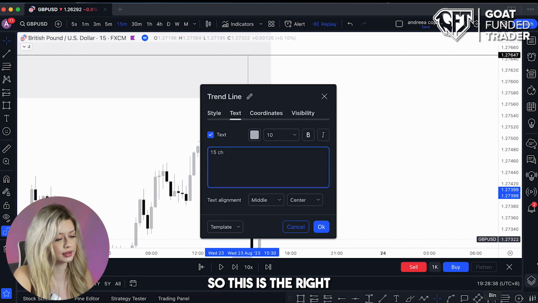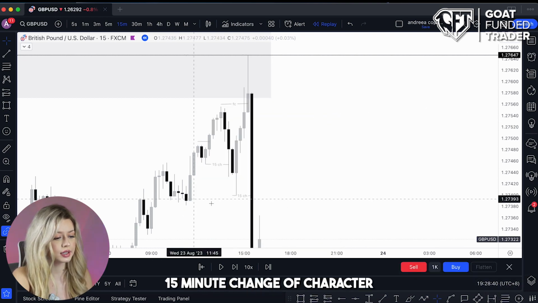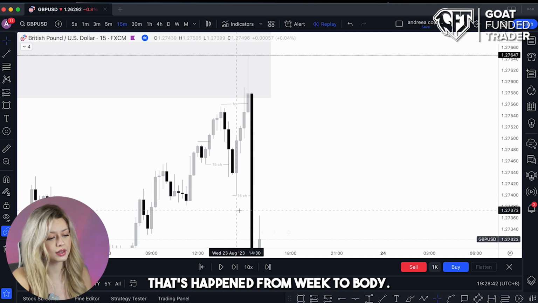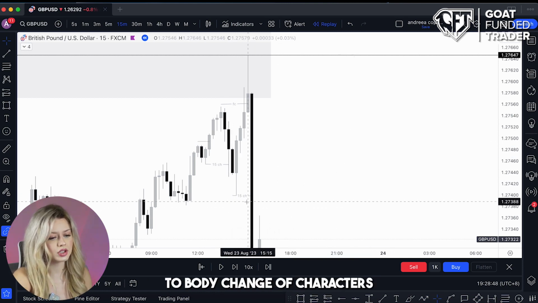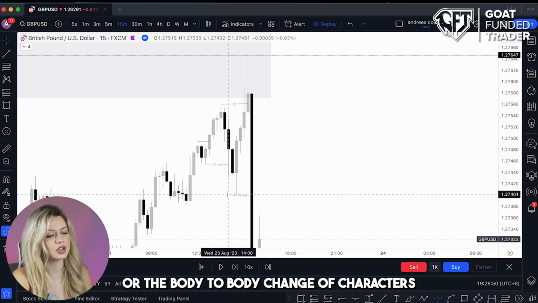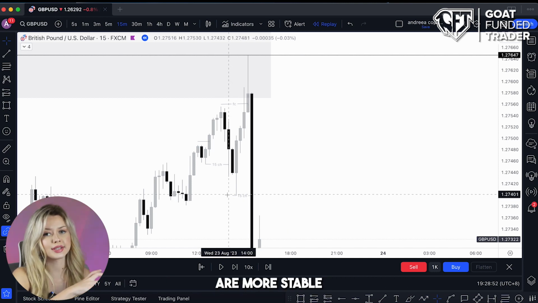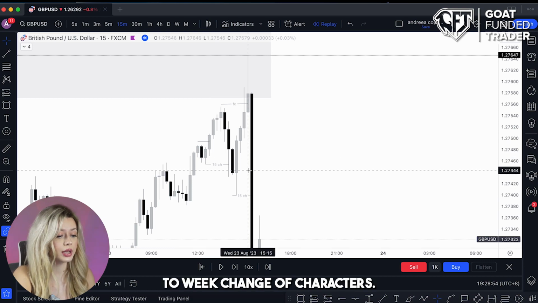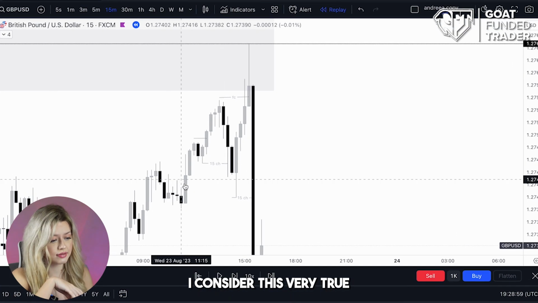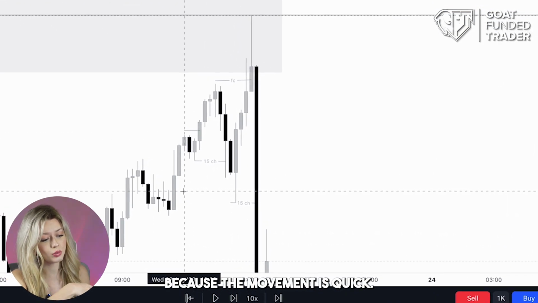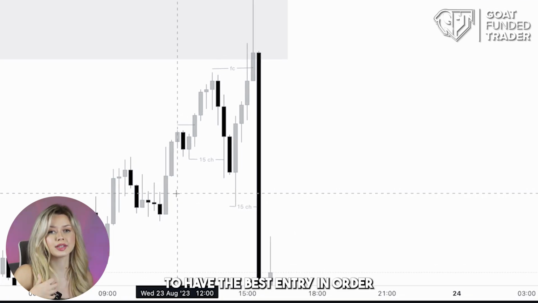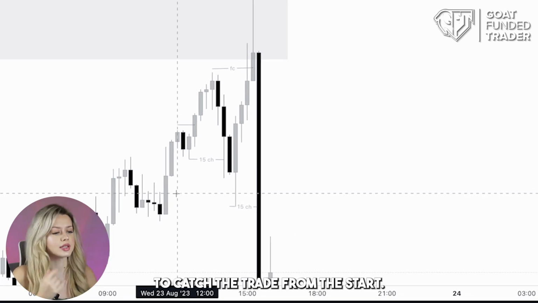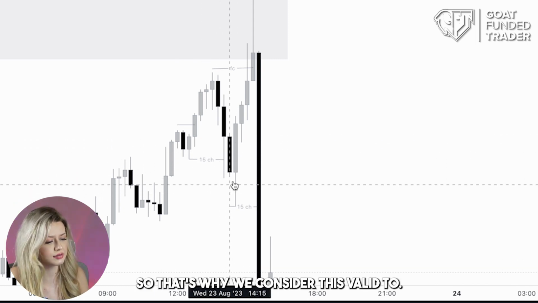So this is the right 15-minute change of character that happened from wick to body. Most of the time I consider that wick-to-body change of characters or body-to-body change of characters are more stable than the wick-to-wick change of characters. I consider this valid too because the movement is quick. We have to be fast in order to have the best entry, in order to catch the trade from the start. So that's why we consider this valid too.